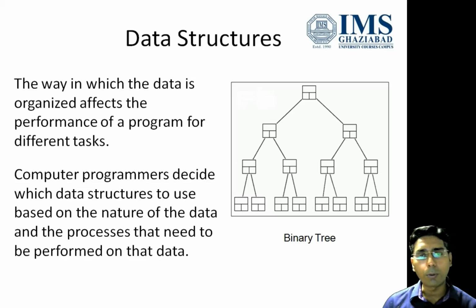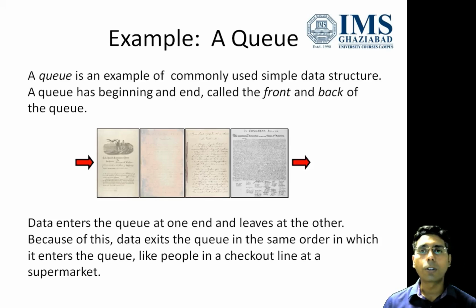So the computer programmer decides which data structures to use based on the nature of the data. We have a lot of variety of data structures, for example stacks, queues, linked lists. One example is the queue. A queue is a kind of data structure which uses the FIFO kind of architecture. FIFO means first in, first out.